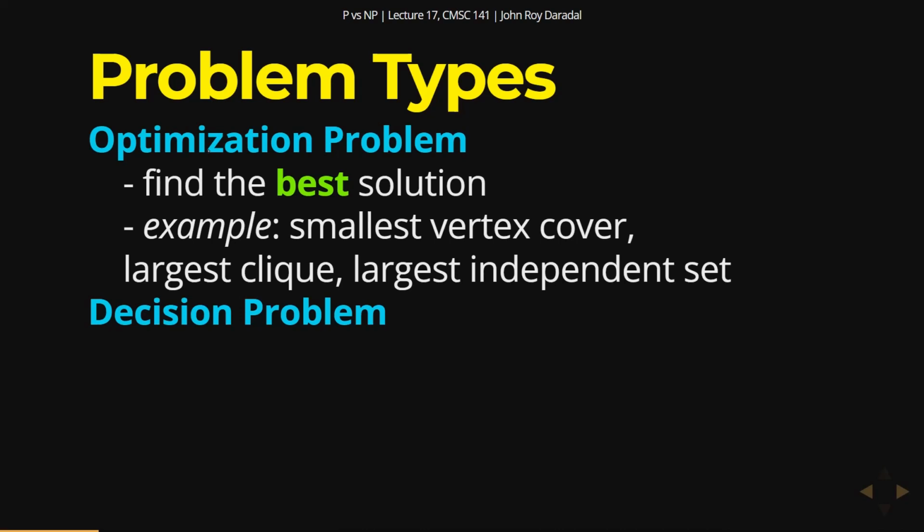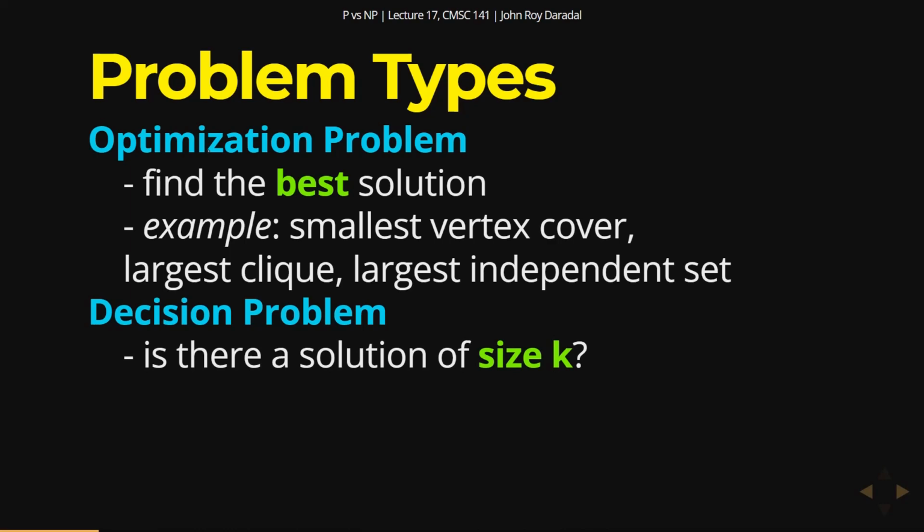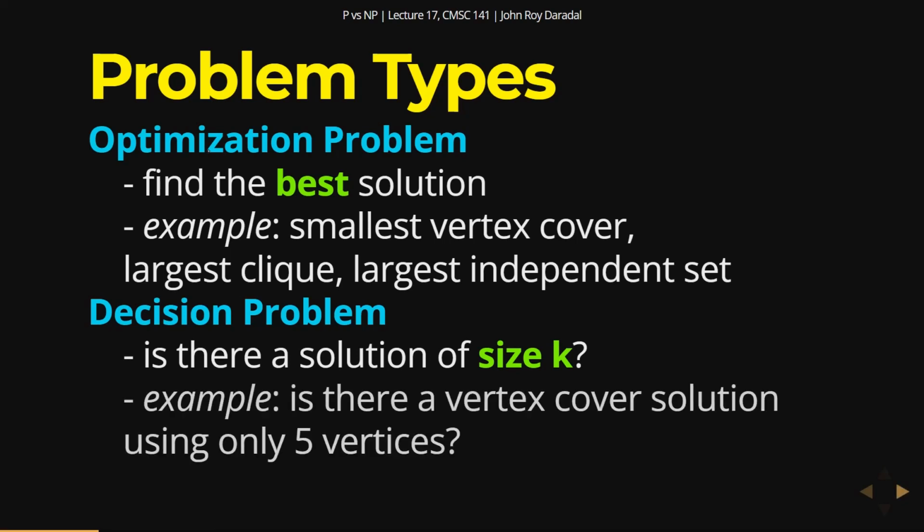In the decision problem, you're only asking, is there a solution of size k? Okay, you're not looking for the best solution. You're just wondering if it is possible to do this with only, let's say, 5 vertices or 3 vertices. Okay, so a solution of size k. So is there a vertex cover solution using only 5 vertices, and so on. Okay, so the decision problem is somewhat easier than optimization, because in optimization you have to find the best solution.